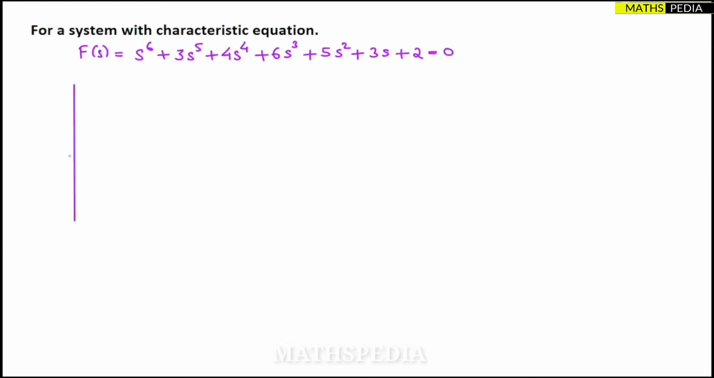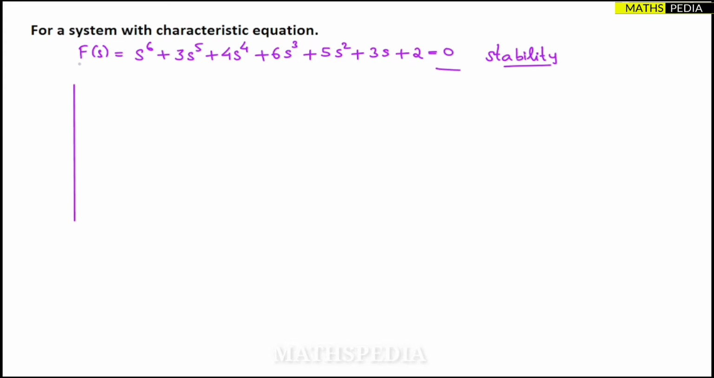So in this video, we are going to solve one problem based on Routh's criteria, basically to determine whether the given system is stable or not. So examine the stability of the given characteristic equation. Okay, so Routh array we have to form. So Routh's array, how to form?